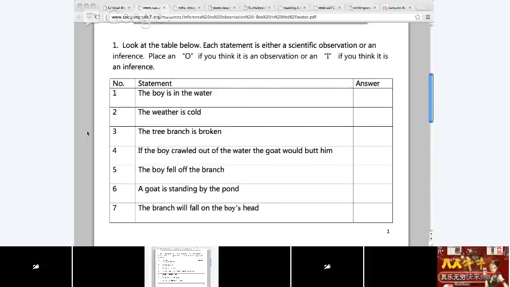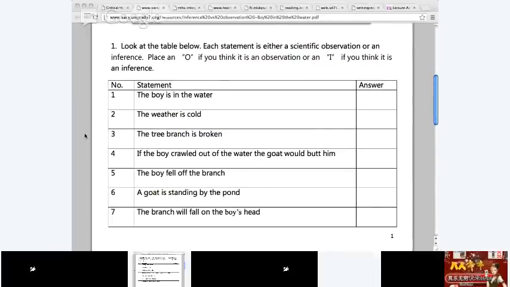Because you can see the branch broken in the picture. Yeah, but let's say that we didn't have a picture. How can you tell just from the statement that it's an observation? The way that it is written. Yeah, exactly. The way the sentence is written is like a fact, something that cannot be disputed or argued against. Okay? Let's look at number four. Who wants to read number four for me?